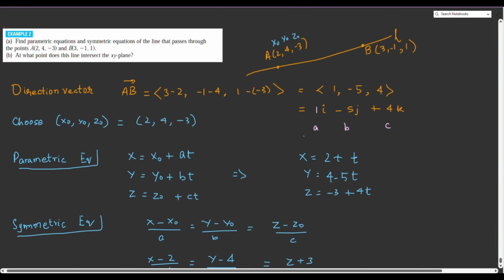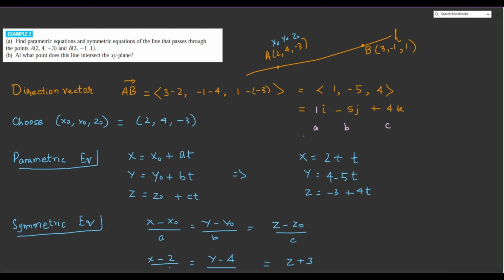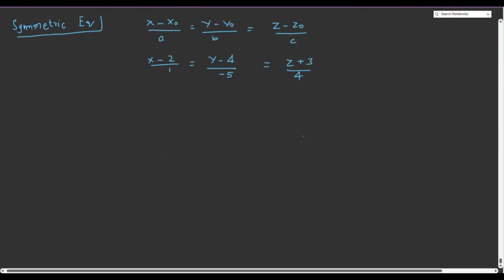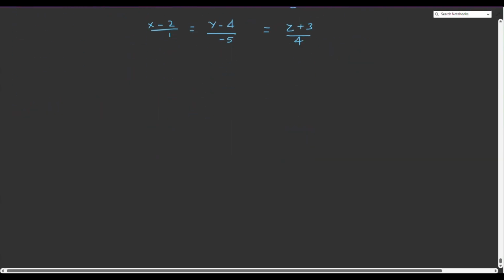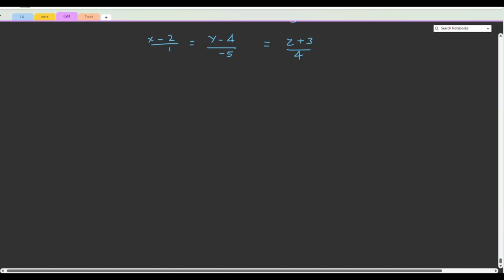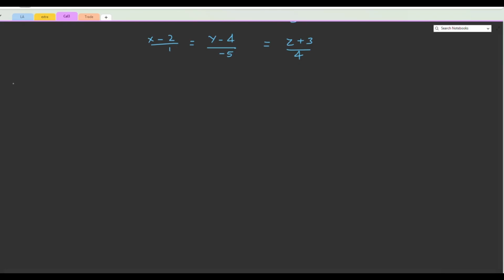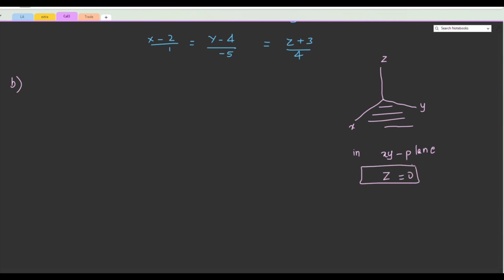Now in the second part of the question, he is asking at what point this line intersects the xy plane. Remember one thing from your previous knowledge, I think from the first section, 12.1. If you recall, this is our 3D space xyz, and this is the xy plane. We know that in the xy plane, z equals 0.